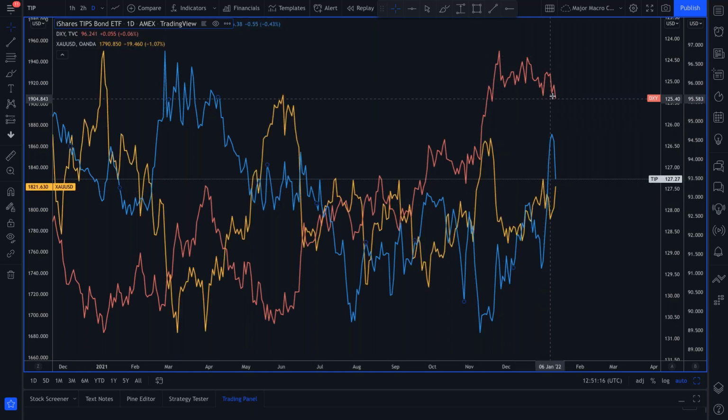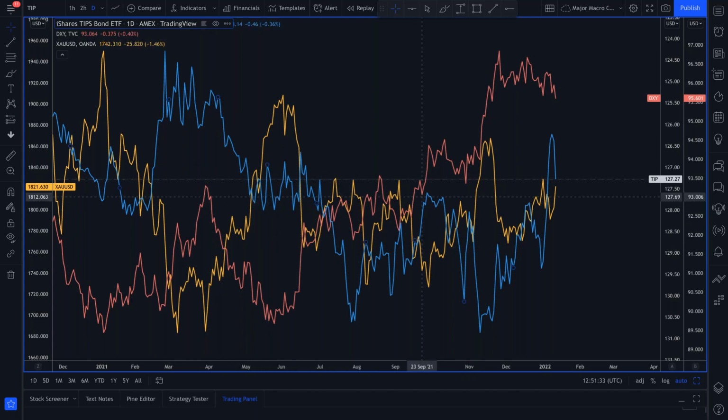Now, what did we see after Powell? We saw the dollar moving lower. Looking at the dollar index, we can see real yields moving lower. That's supporting gold higher. So you see here, real yields moving lower, dollar moving lower, gold moving higher.